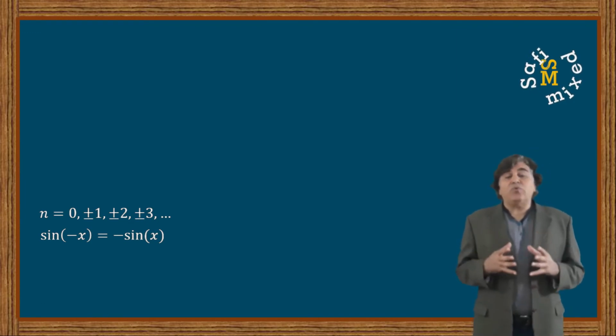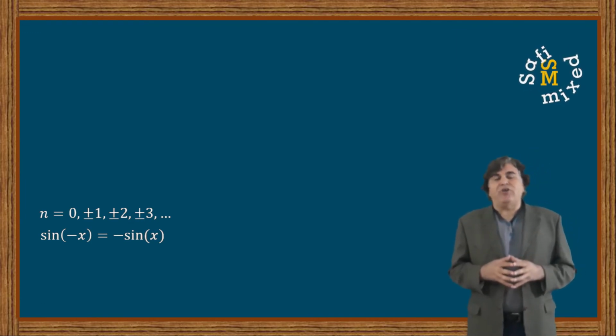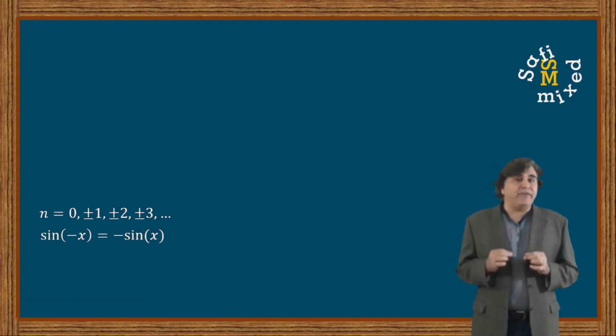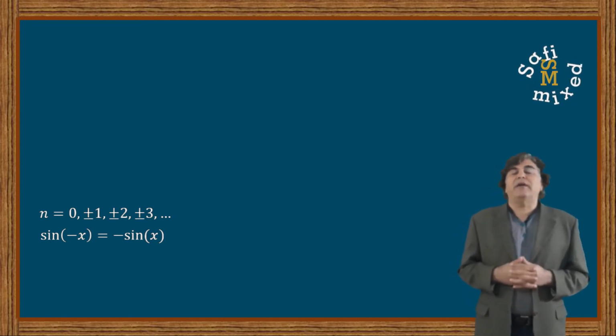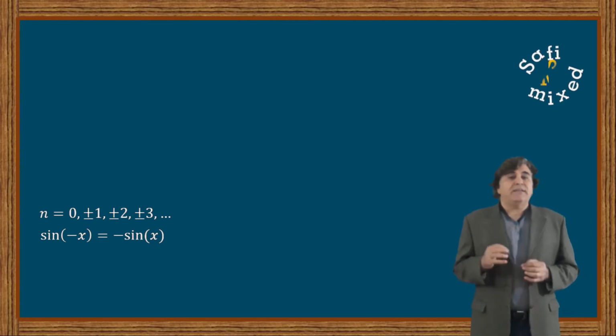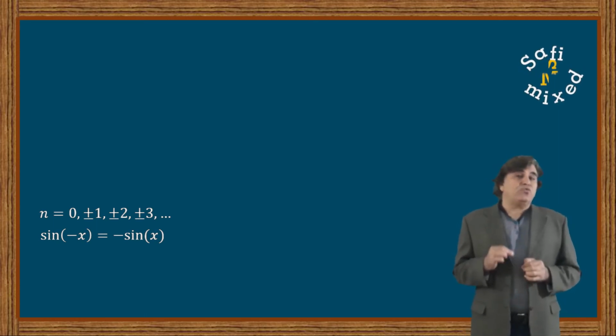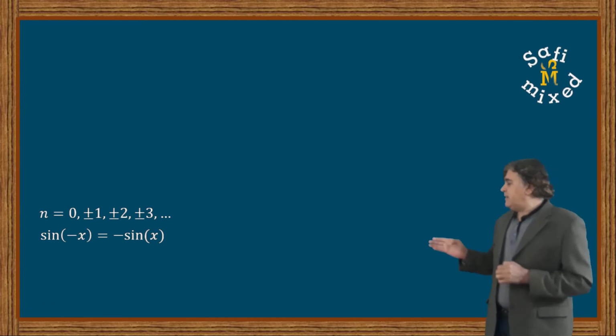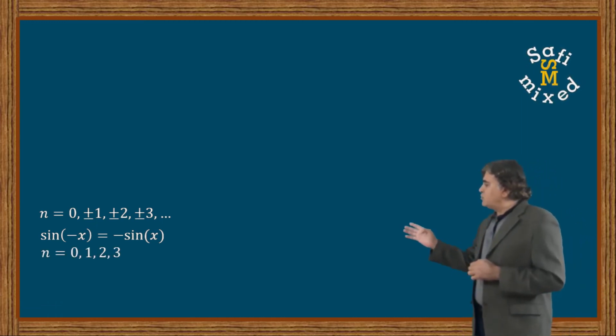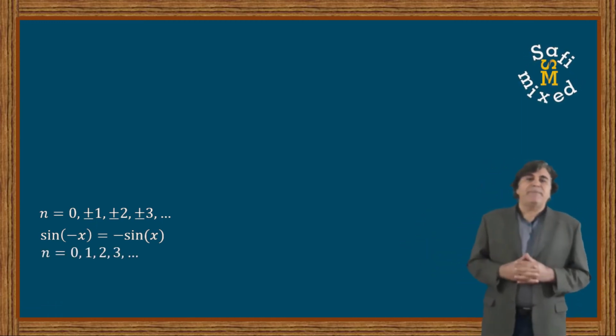Due to this reason, only the positive values of n are sufficient, and this is the standard followed by every book on introductory quantum mechanics. That is, in equation 12, we set n equals 0, 1, 2, 3, and so forth.